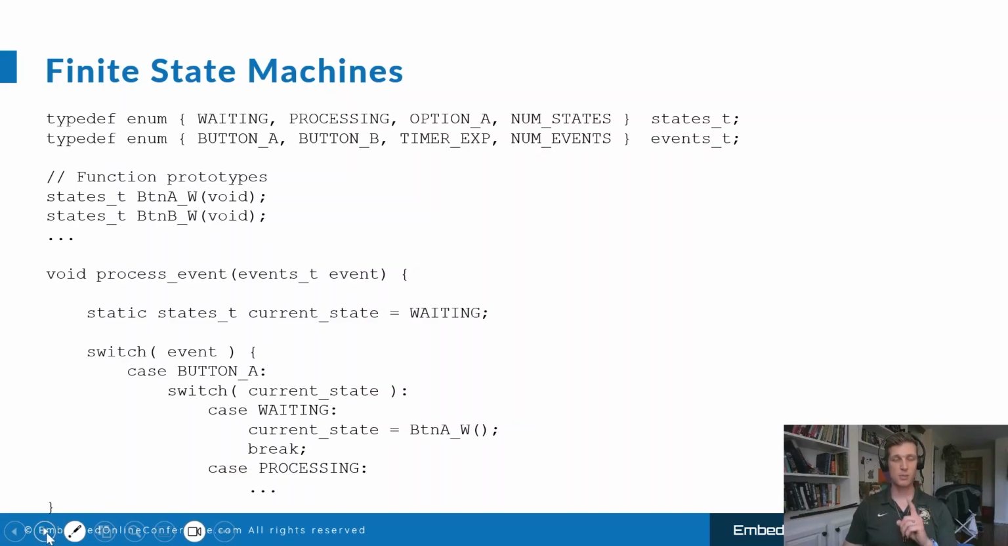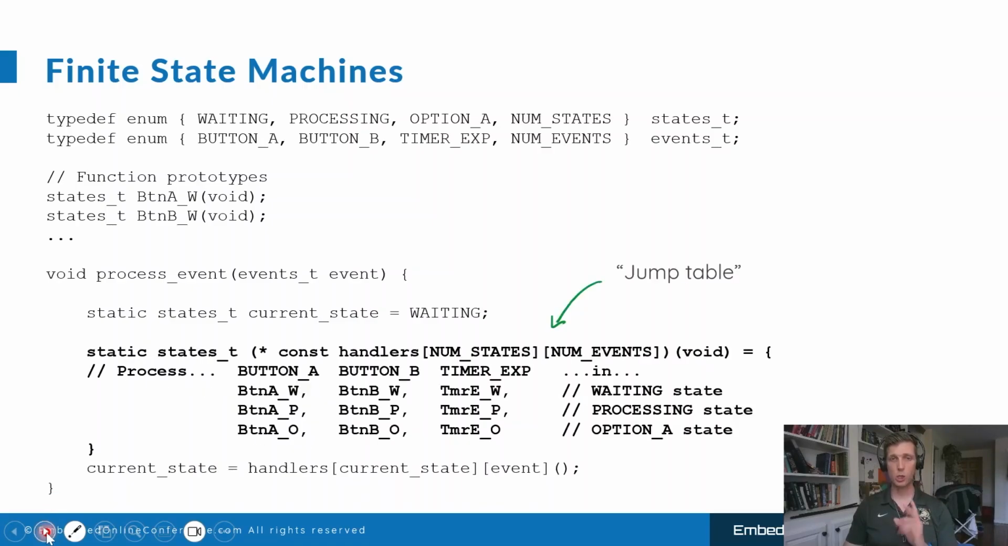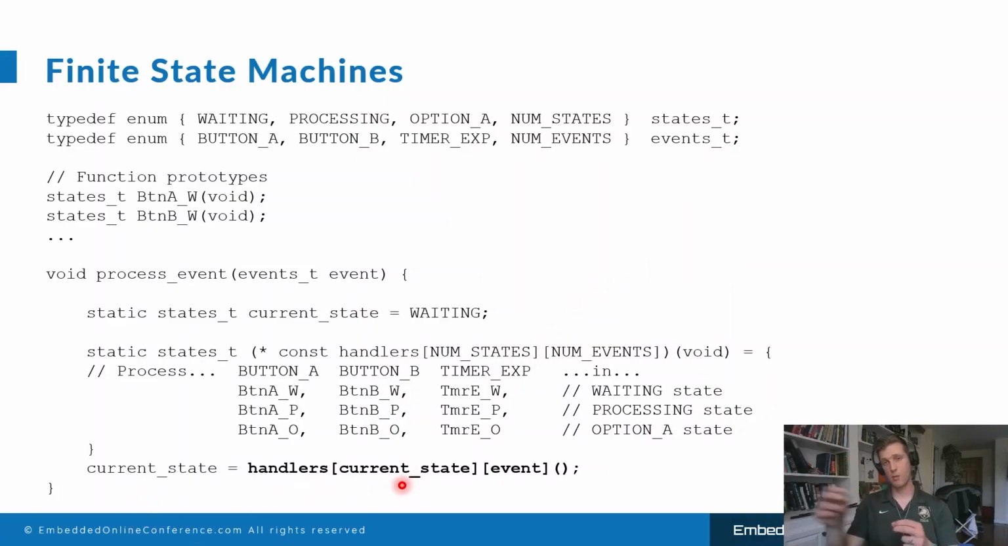And I can clean this up significantly using a lookup table that we call a jump table. So what I'm going to create inside my function to process the event is a two-dimensional array of function pointers. The array dimensions are based on the number of states and the number of events. And so it is as simple as looking up the function pointer at the array location where my current state and event are, and then calling that function. It's as simple as that to handle every event in my finite state machine.